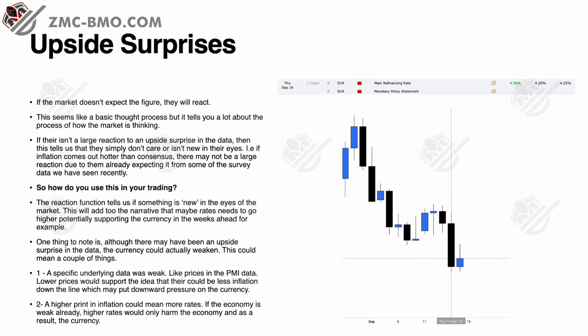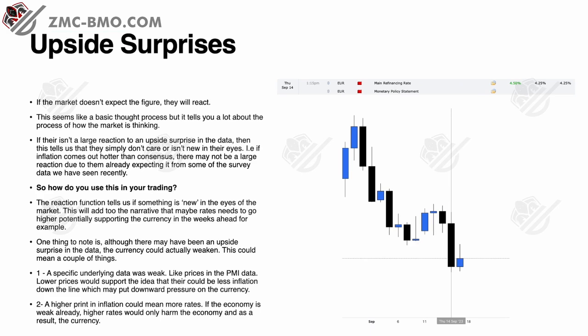So, for example, let's say we had prices data in services PMIs come in really negative. PMIs are forward-looking indicators, so they tell you what could be the environment ahead. And then we see inflation come in weaker. Well, the market may react slightly to it, but not as much as you may be expecting, because maybe the market sold off the currency in the run-up to that meeting, so buying the rumor, selling the fact.